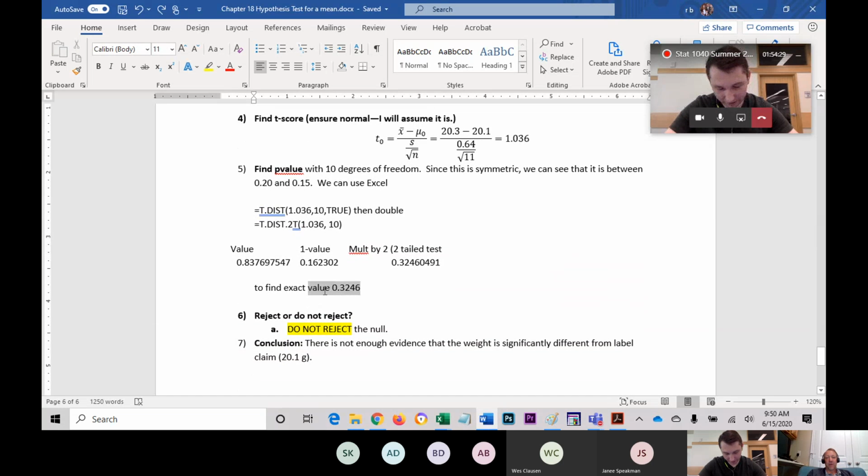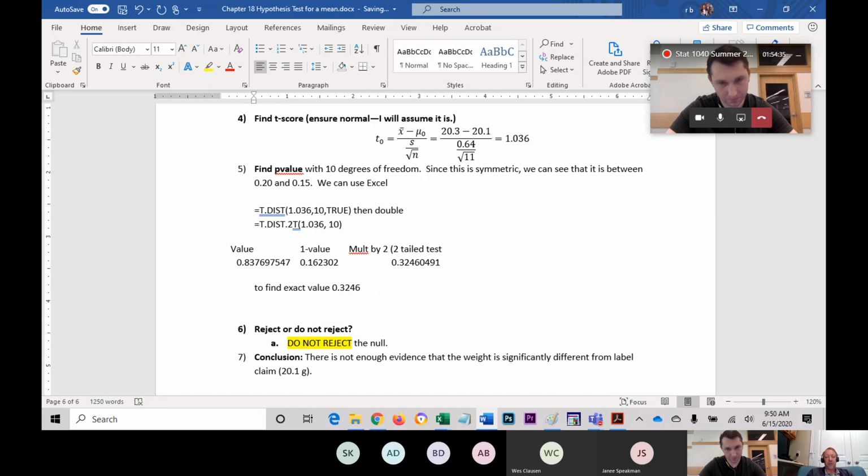The exact p-value, because it's a two-tailed test, is 0.3246. Using the chart, you're going to put your p-value between 0.40 and 0.30. So that's what I would ask you guys to do on the quiz or on the test.